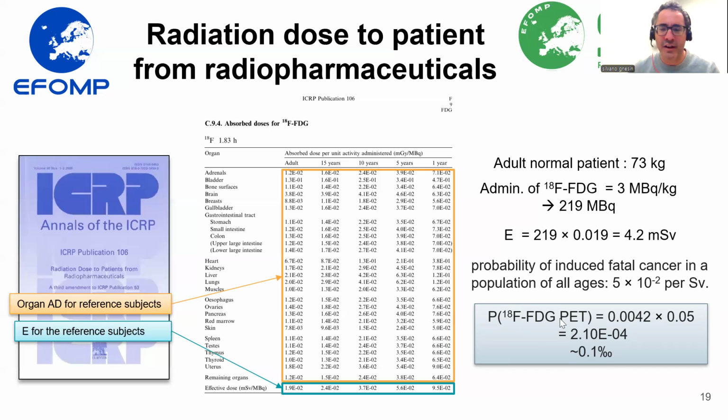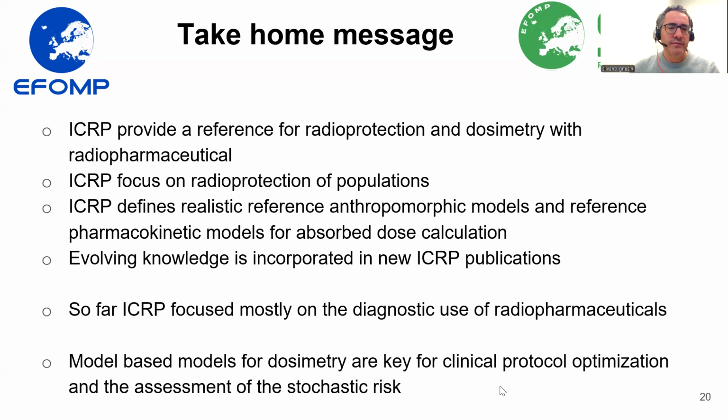And this is the example I would provide in this reference case. So we can move to the take-home messages. ICRP provides a reference for radioprotection and dosimetry with radiopharmaceuticals. ICRP also focuses on radioprotection of the population. And ICRP defines realistic reference anthropomorphic models and reference pharmacokinetic models for absorbed dose calculation. Evolving knowledge is incorporated in new ICRP publications that are regularly updated with time.